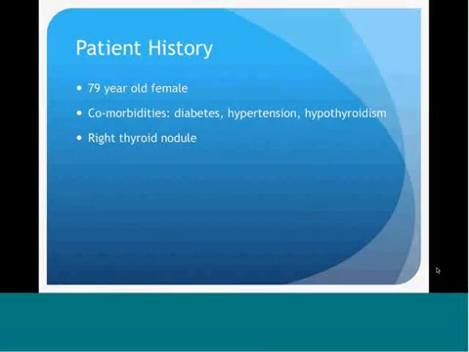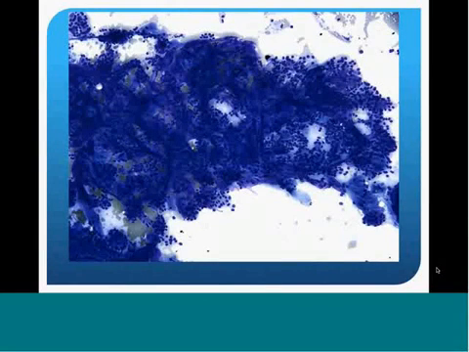So here I have a case of a 79-year-old female who had diabetes, hypertension, and hypothyroidism, and she presented with a nodule in her right thyroid. And this was the aspirate. I don't have an ultrasound picture because these are the days before we did ultrasound on our patients routinely. So this nodule was readily seen on physical exam, and this is what the aspirate looked like. And it's very, very cellular.